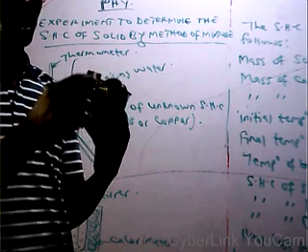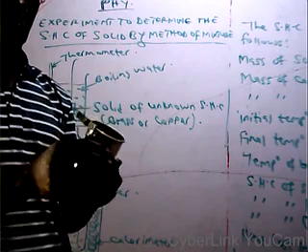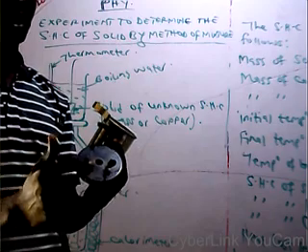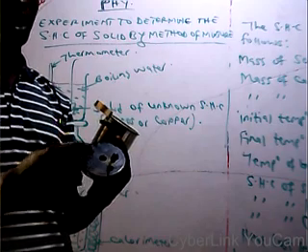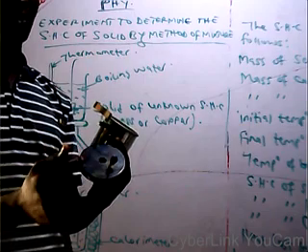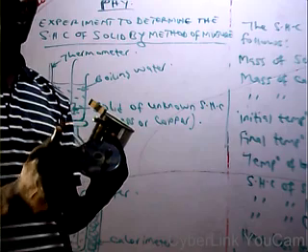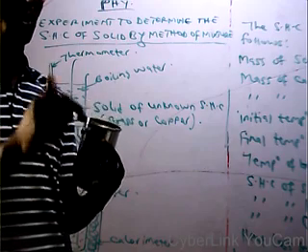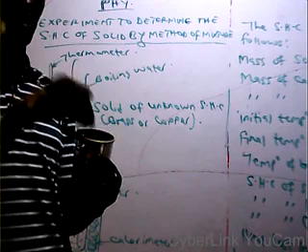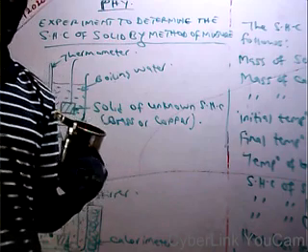Now, the lid has a particular hole here. This hole is meant for us to insert our thermometer. This hole is meant for us to insert our thermometer anytime we want to measure the temperature of the content of the calorimeter.